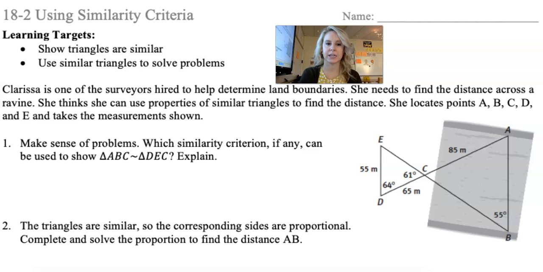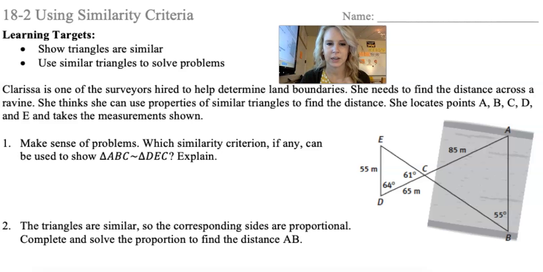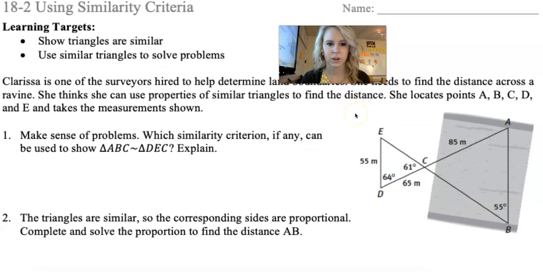Clarissa is one of the surveyors hired to help determine land boundaries. She needs to find the distance across a ravine, which is like a big hole in the ground. She thinks she can use the properties of similar triangles to find the distance. She locates points A, B, C, D, and E and takes the measurements shown. Similar triangles are really used in surveying, not construction, because you're not building things, but constructing diagrams of the land, etc.